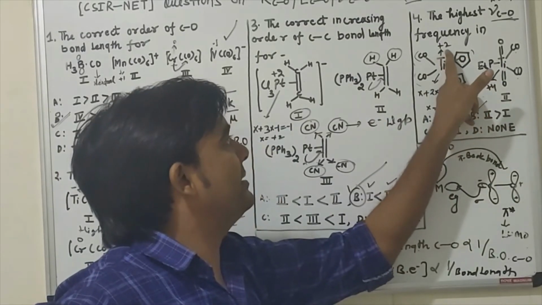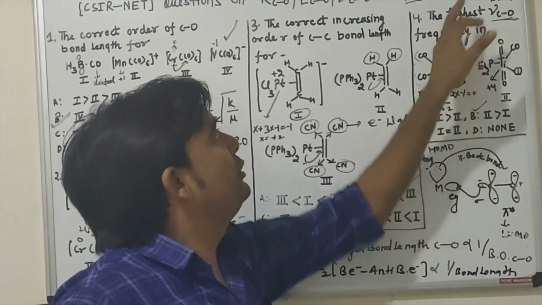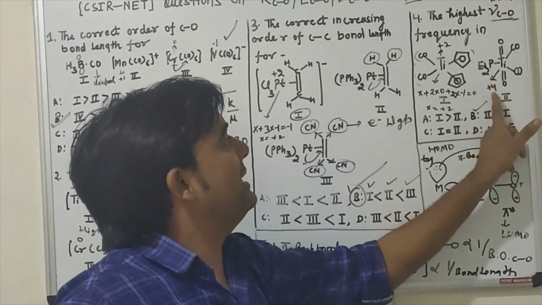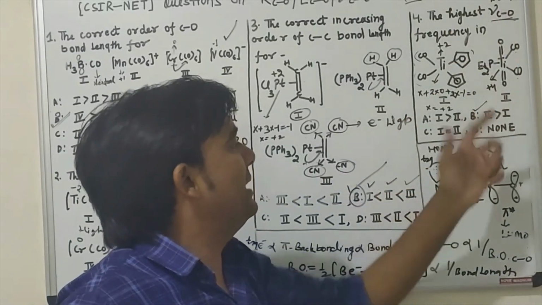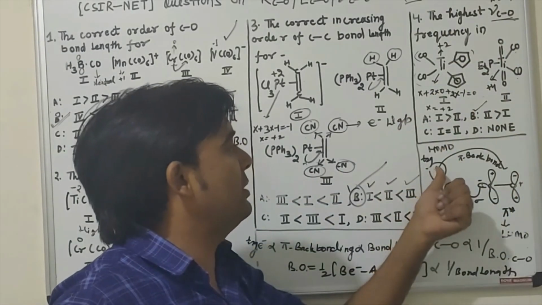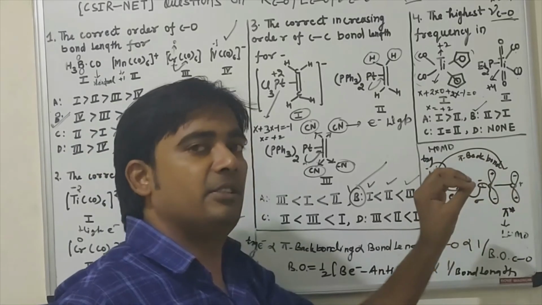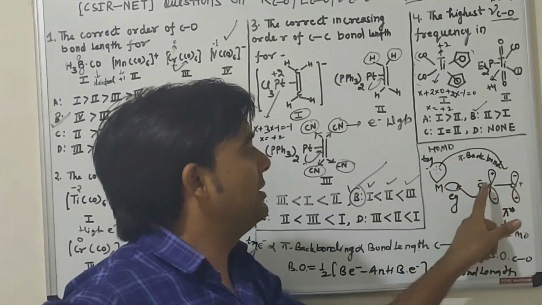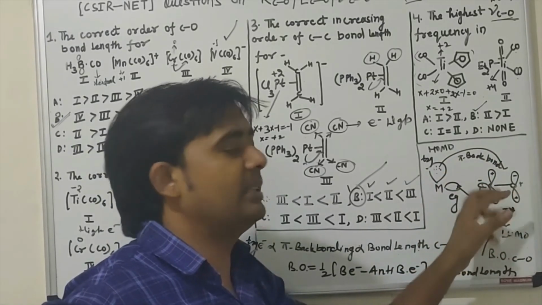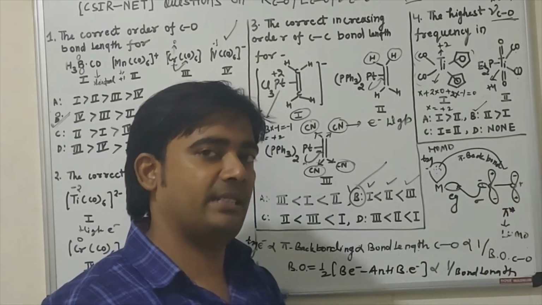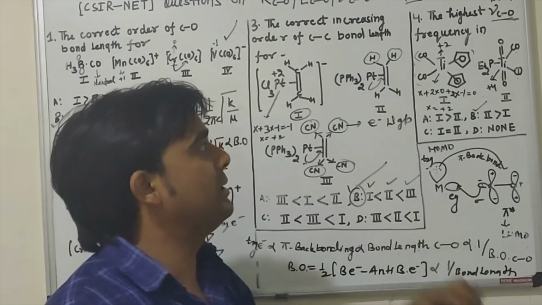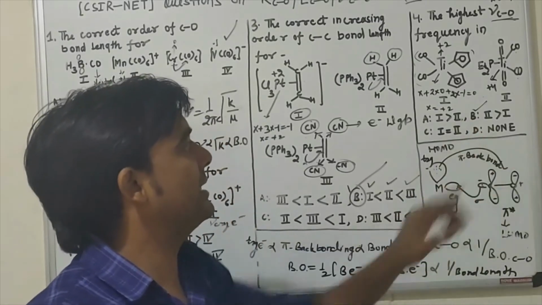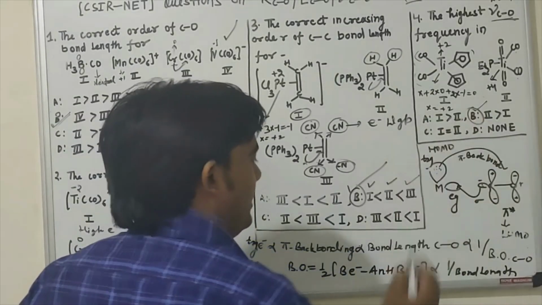So in this case, titanium has a d2 configuration. But in this case, titanium has a d0 configuration. So in this case, there is no t2g electron density, so pi back donation will be 0. If pi back donation is 0, then the carbon and oxygen bond will not be affected. So bond order is high, then bond frequency is also high. So the correct answer is second.